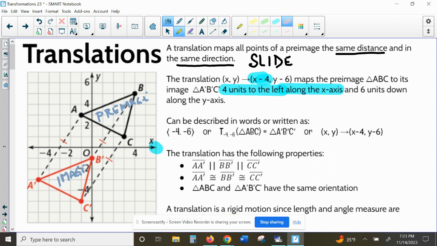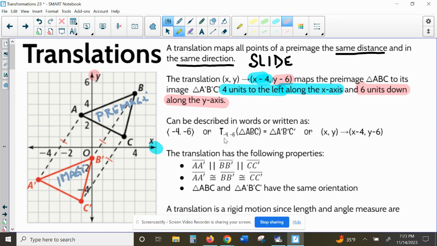Then we have the y minus 6. I got a different color now. And that is y, so that is on the y-axis, up and down. Since it's minus 6, that means it's going down 6 spaces. Now remember, if either of these were positive, they'd be up and to the right. So it tells you that this is 6 down along the y-axis. That's what this little notation means. It just takes all your x, scoots it 4 to the left, and the y, scoots it 6 down. It also can be described in words, like we just did, 4 units to the left and 6 units down.